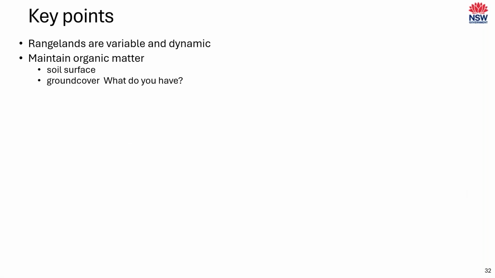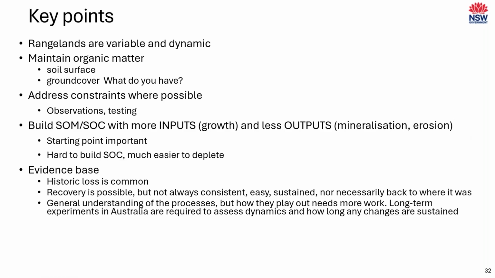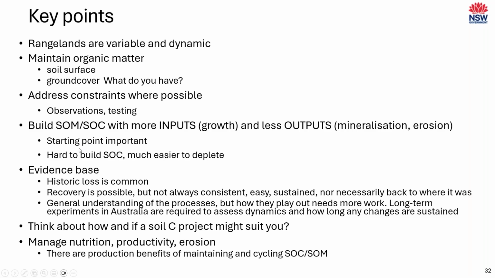So by way of summary now, the key points are that rangelands are very dynamic and variable, and the key thing is to maintain organic matter, the soil surface and the ground cover. Really important. Addressing any constraints you've got, using observations and soil testing can be really useful. Building organic matter or carbon with plant growth, while minimising outputs. Mineralisation is part of what happens, but minimising erosion is really important. And as I said, historic loss is common and recovery is possible, but it's not necessarily always straightforward. So maintaining that nutrition and productivity is what's really key for your situation.